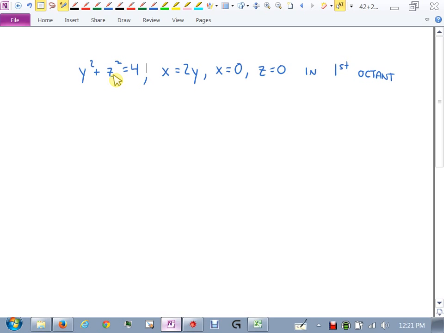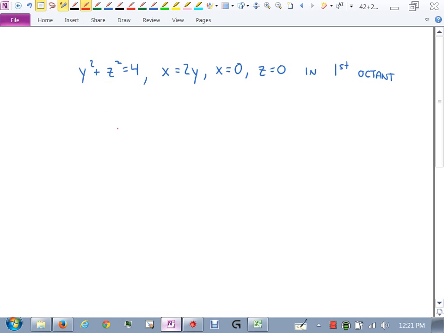Now, we did this a long time ago, so I realize this is way back then. But you might need to flip back to that section and ask, what do these things look like? So I know that this is a cylinder. It has a radius of 2. It runs parallel to the x-axis.